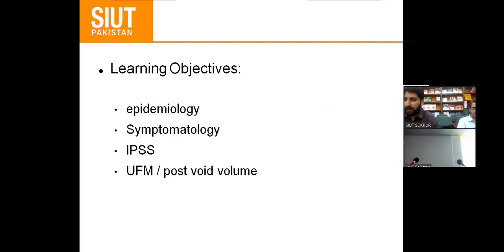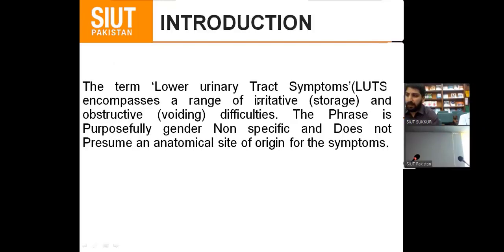The learning objectives of my presentation are epidemiology of the lower urinary tract symptoms, symptomatology, IPSS, uroflowmetry, and post-void volume. Lower urinary tract symptoms encompass a range of irritative and obstructive difficulties. The phrase is purposefully gender non-specific and does not presume an anatomical site of origin for the symptoms. LUTS is the commonest presentation in urology. It is a group of symptoms, not particularly a disease.